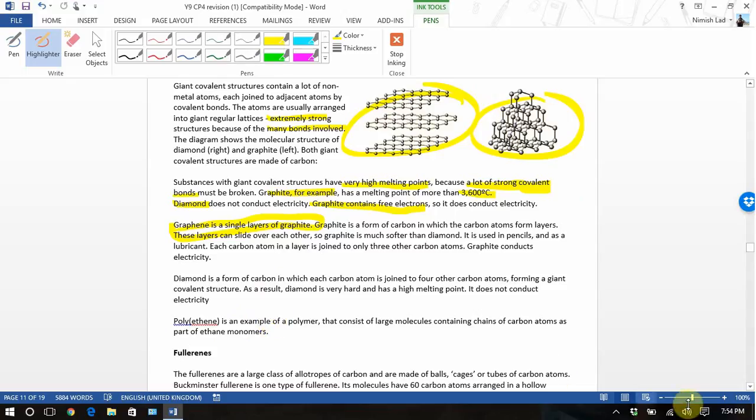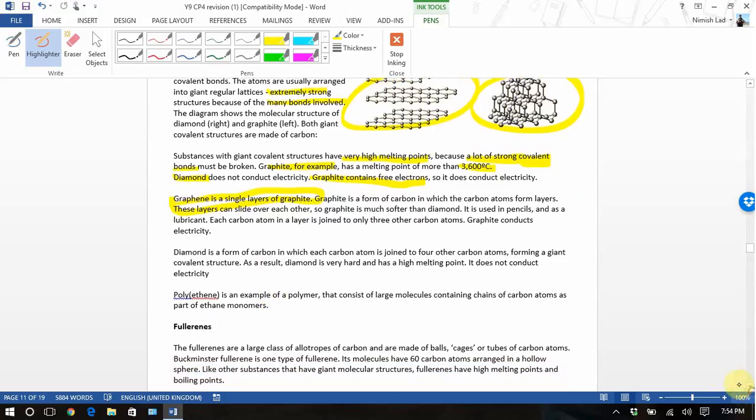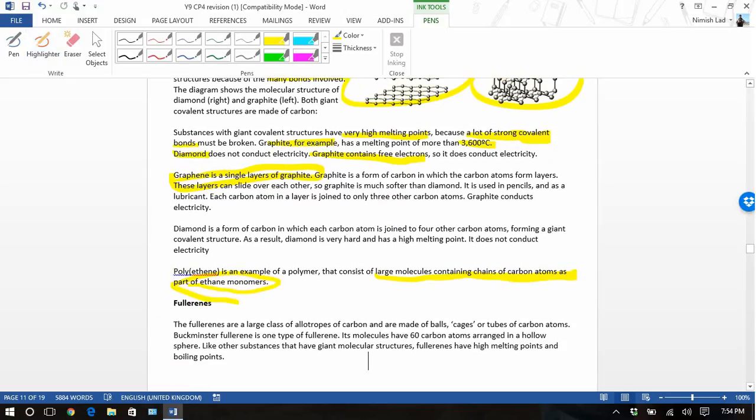Polythene is a polymer that you might have come across that consists of large molecules containing chains of carbon atoms as part of ethene monomers. So that's another idea of a large amount of carbon atoms joined together.